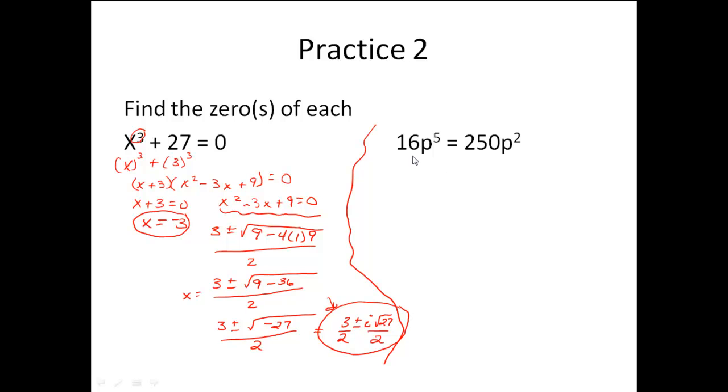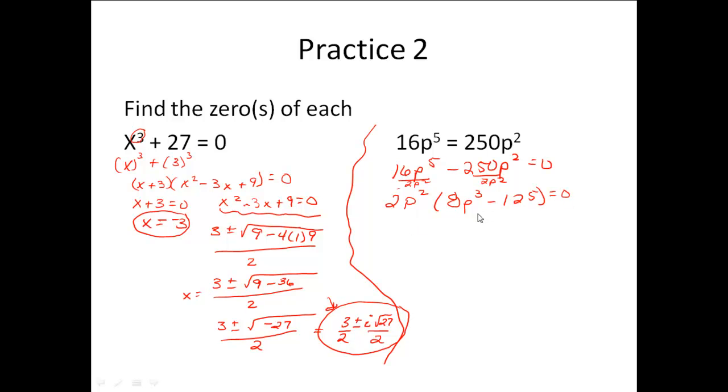Okay, on the second one, I'm going to subtract the 250p squared over. That way I get it set equal to 0. And then I'm going to look at what I can pull out. Well, 16 and 250, I can divide both of those by 2, so I'm going to pull a 2 out. And then p to the 5th and p squared, I can pull out a p squared there. So when I pull out 2p squared from both of these, I'm going to be left with 8p to the 3rd minus 125. And that's still set equal to 0.